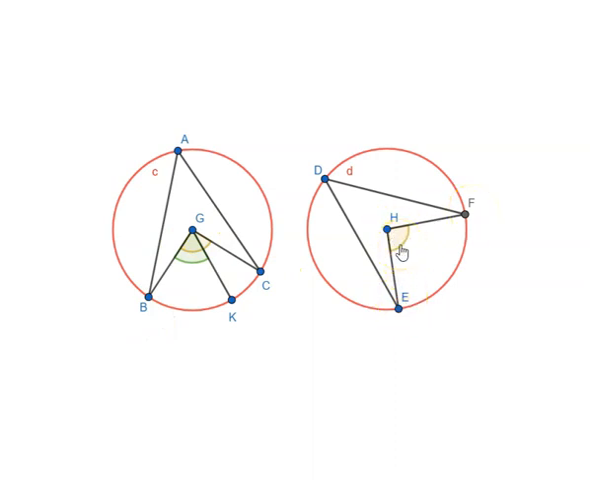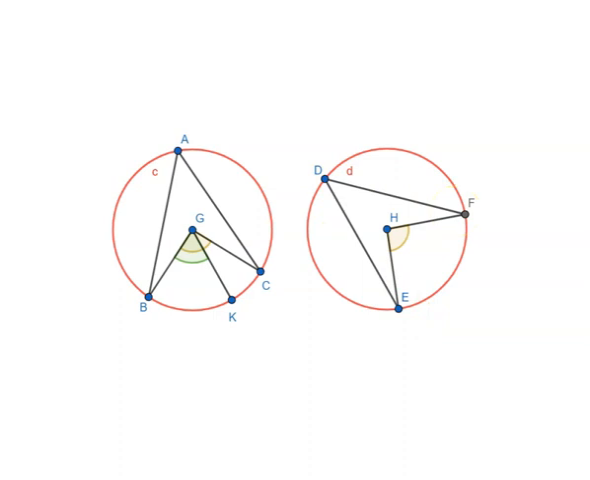Again, based on one of our previous propositions, we know that angle BAC is going to be half of BGC. Similarly, angle EDF is going to be half of EHF. Since these two are equal, that means half of these angles will also be equal to each other. That means angle BAC is equal to angle EDF.